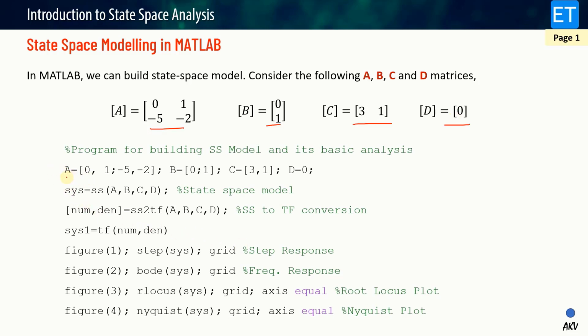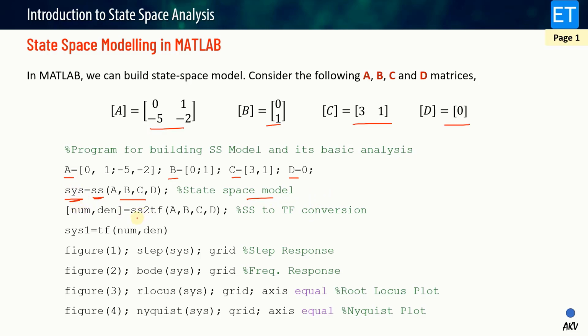So here first you have to enter all the 4 matrices in the MATLAB, and now with the help of this ss function, that is actually the state space, you have to pass all these ABCD matrices like this. So when this is executed, your sys state space model is created. So sys is your state space model.